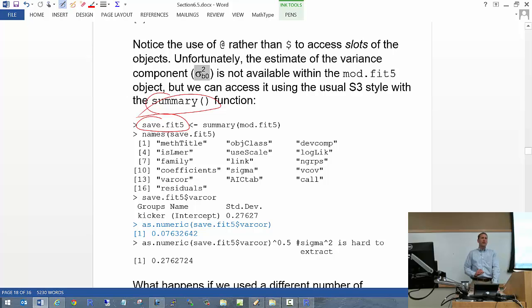Now the save.fit5 is actually based upon S version 3 rather than S version 4 that we had just been using. Then this is what troubles me. If I want to look at the stuff that's inside a summary, instead of mod.fit5, I can use names again on save.fit5, and you're going to see one called varcor. And if I do save.fit5$varcor, what I get out is sigma hat b0.